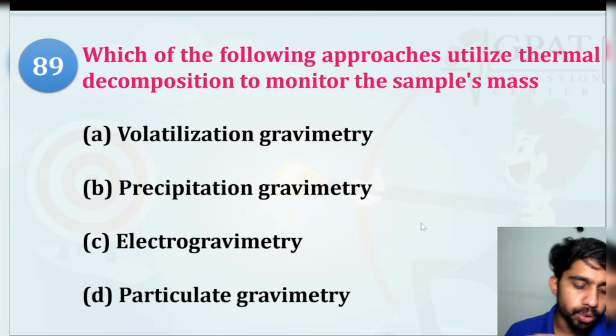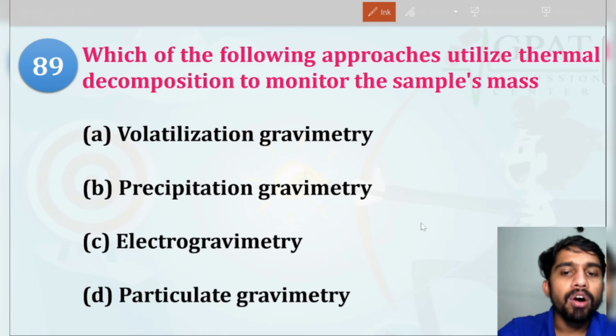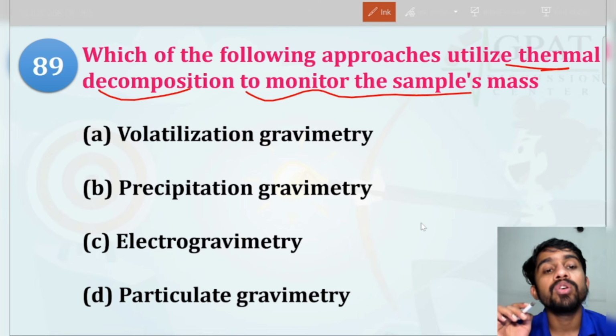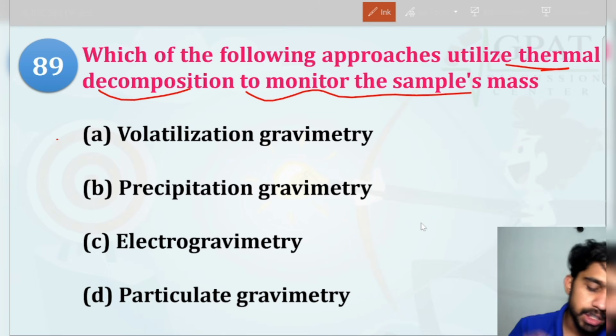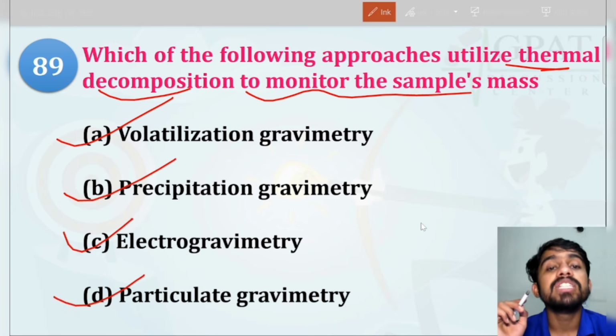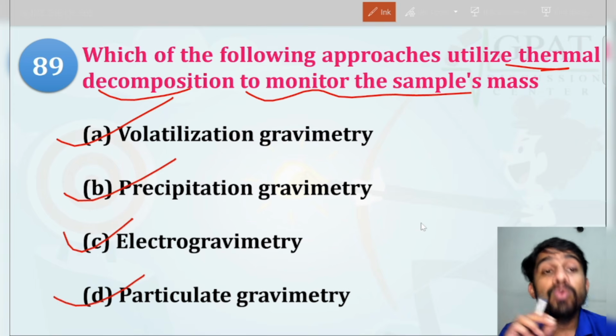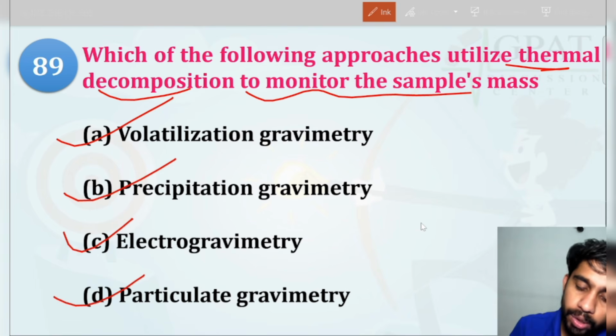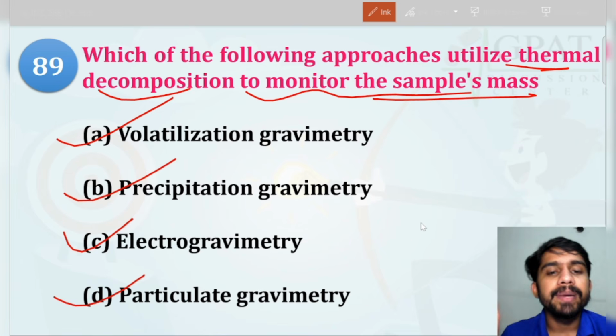Okay. Next question, question number 89. Which one of the following approaches utilizes thermal decomposition to monitor the sample's mass? The first is volatilization gravimetry, the second is precipitation gravimetry, the third is electrogravimetry, and the last is particulate gravimetry. So which gravimetric technique utilizes thermal decomposition to monitor the sample mass?